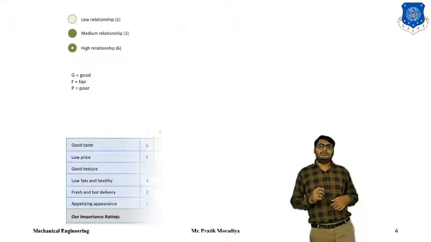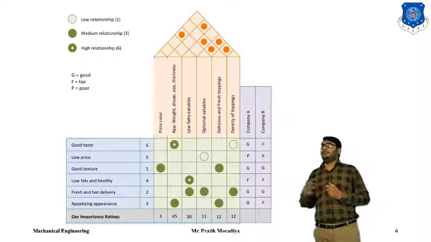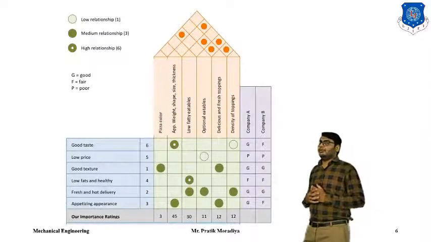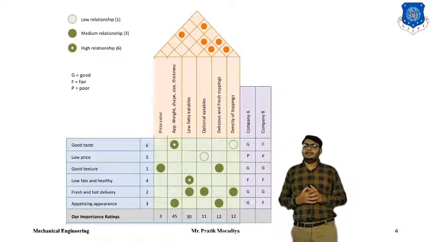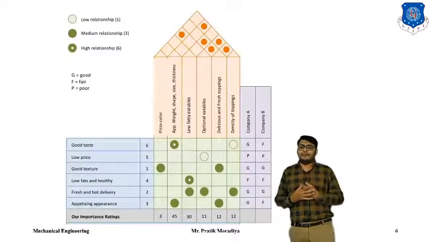Now let us discuss a simple example of a house of quality. This is an example of a pizza house of quality. Now what does the customer want from a pizza? They want good taste, low price, good texture, etc. And what will pizza companies give? They will give color, weight, cheese, optional toppings, some toppings, fresh vegetables, etc.